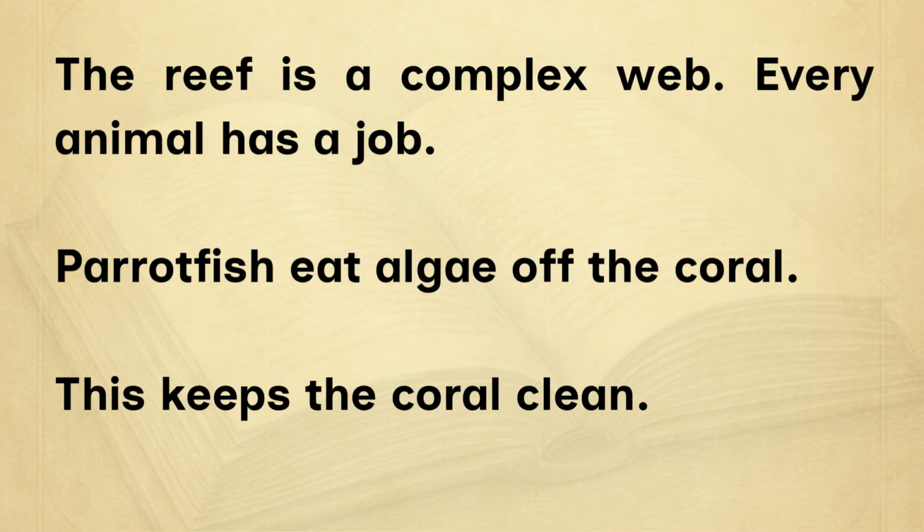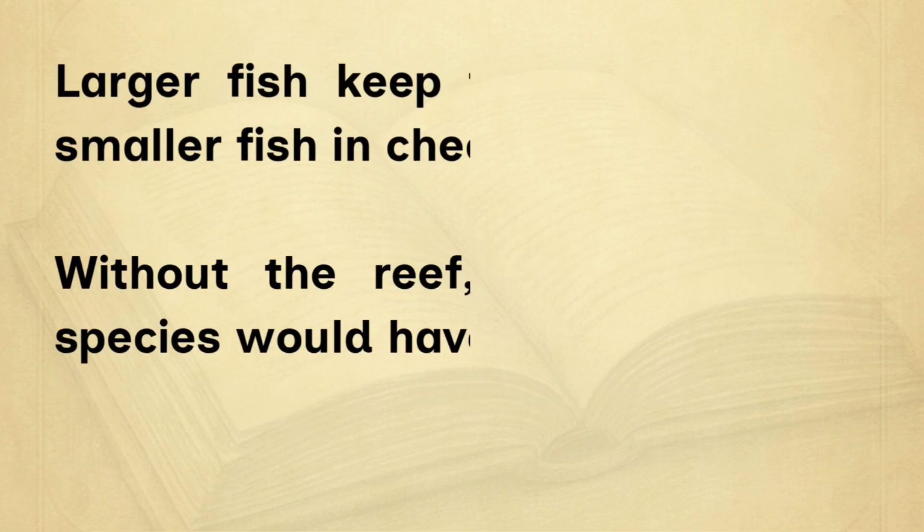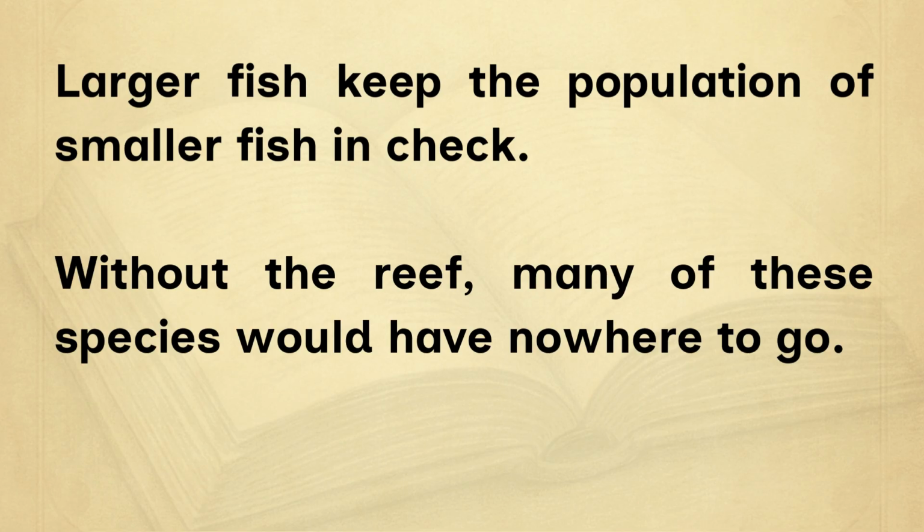The reef is a complex web. Every animal has a job. Parrotfish eat algae off the coral. This keeps the coral clean. Larger fish keep the population of smaller fish in check. Without the reef, many of these species would have nowhere to go.